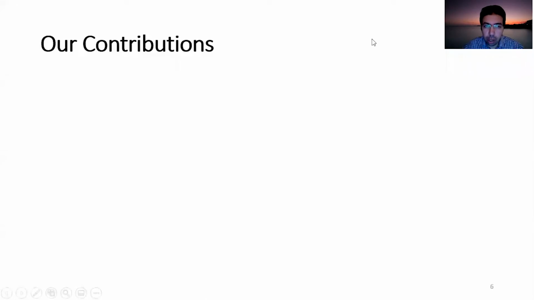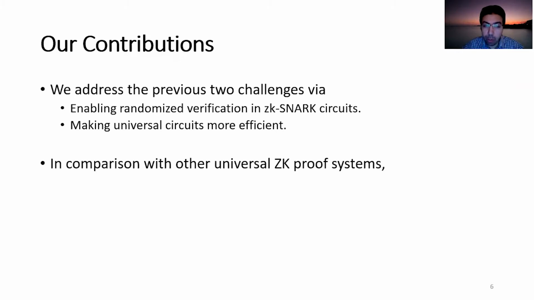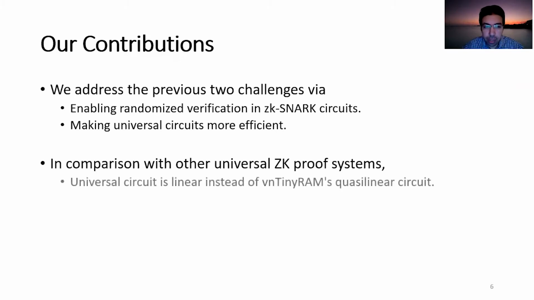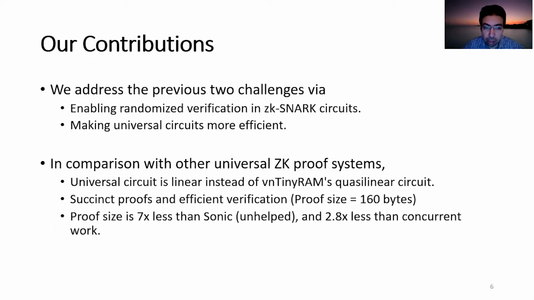The contributions of our work are as follows. We aim to address the previous two challenges of zk-SNARKs by enabling randomized verification in zk-SNARK circuits and making universal circuits more efficient. In comparison with other universal zk proof systems, our universal circuit is linear with respect to the number of operations, instead of vnTinyRAM's quasi-linear circuit. We maintain succinct proofs and efficient verification. The proof size in our case is 160 bytes, only 32 bytes more than the Groth16 zk-SNARK. Our proof size is 7x less than Sonic in the unhelped mode and 2.8x less than concurrent work.